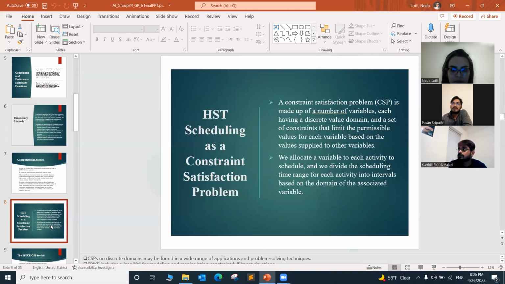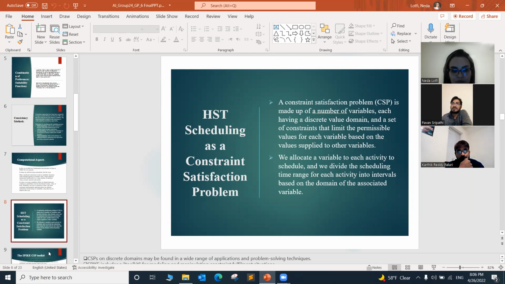The next slide deals with HST scheduling as a constraint satisfaction problem. A CSP is made up of a number of variables, each having a discrete value domain and a set of constraints that limits the permissible values for each variable based on the values applied. We allocate a variable to each activity to schedule and divide the scheduling time range for each activity into intervals based on the domain of the associated variable.